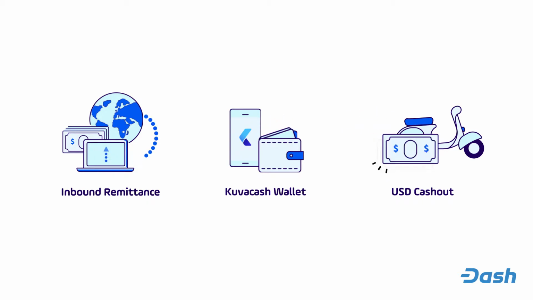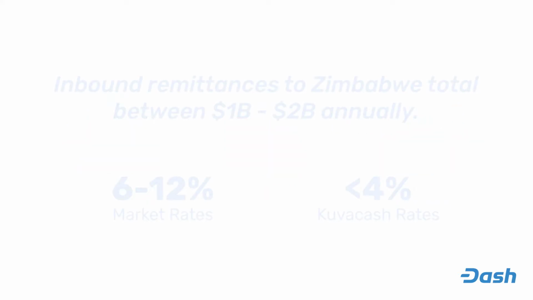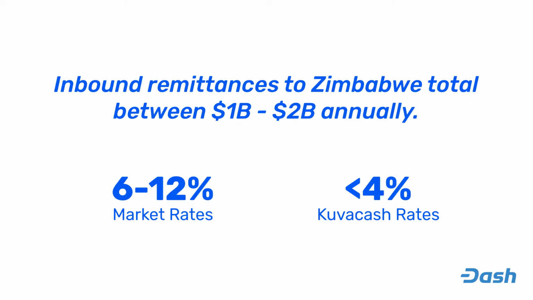These three services are critical for us to gain trust, to educate people on the inherent value of Dash, and to charge the system with transaction flow. According to the World Bank, since 2010, the annual total of inbound remittances to Zimbabwe has ranged between 1.2 and 2.1 billion USD. But current options are expensive.